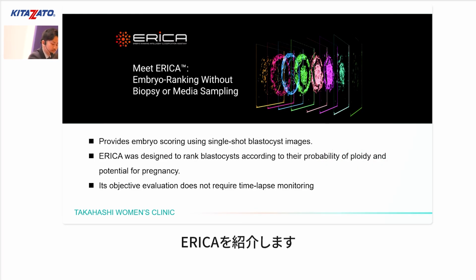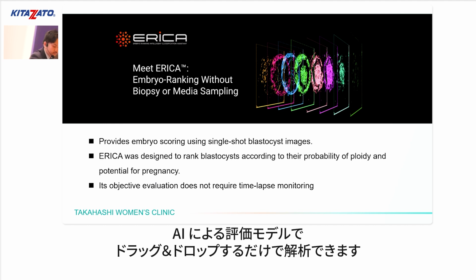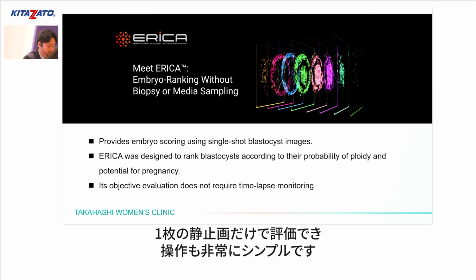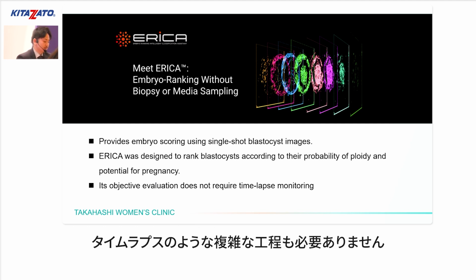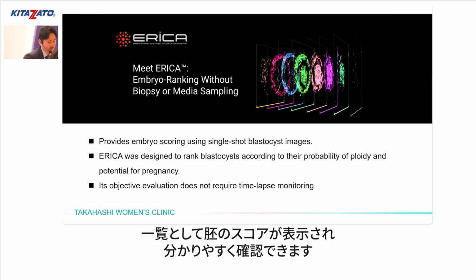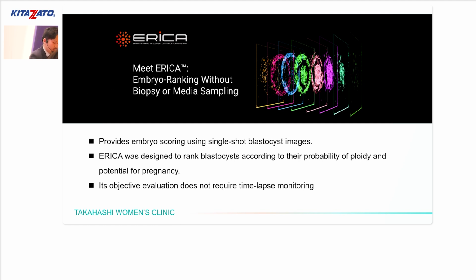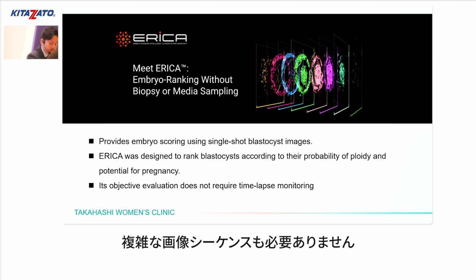ERICA is also an AI-based embryo evaluation model that allows assessment of pregnancy potential by simply dragging and dropping single-focus, single-time-point embryo images into the ERICA cloud system. ERICA learned from a large sample of embryo images and is designed to rank blastocysts according to their viability status and likelihood of pregnancy. It doesn't require time-lapse image sequences, allowing objective embryo evaluation without time-lapse monitoring.